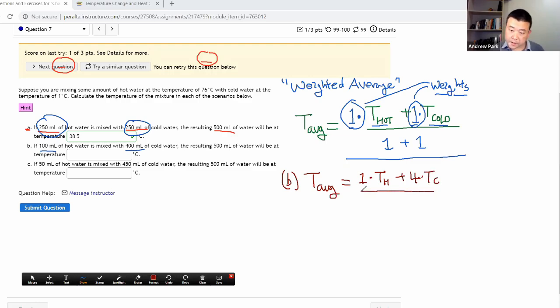Divided by the sum of these two weights, 1 plus 4. You can almost look at it this way. You are taking an average of 100 milliliters of hot water with 1 unit of 100 milliliters of cold water, plus another unit of 100 milliliters and 2 more units of 100 milliliters of cold water.